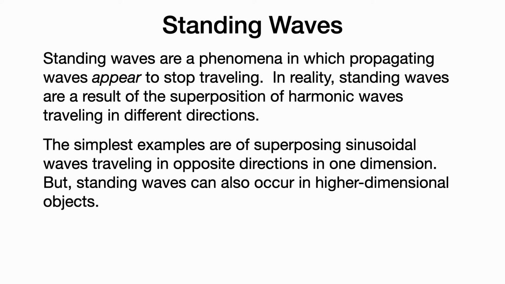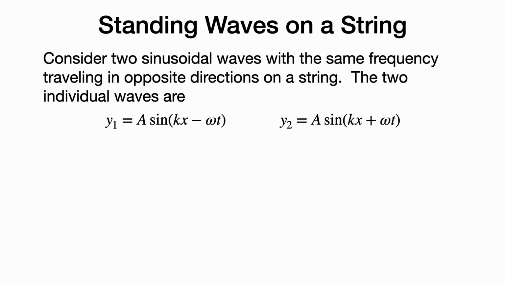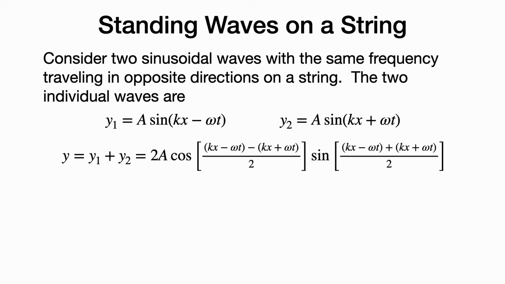in higher dimensional objects. Consider two sinusoidal waves with the same frequency traveling in opposite directions on a string. The two individual waves are y1 equal to a sine kx minus omega t, so this is a wave traveling to the right, and y2 equal to a sine kx plus omega t, which is a wave traveling to the left. Now consider their superposition.